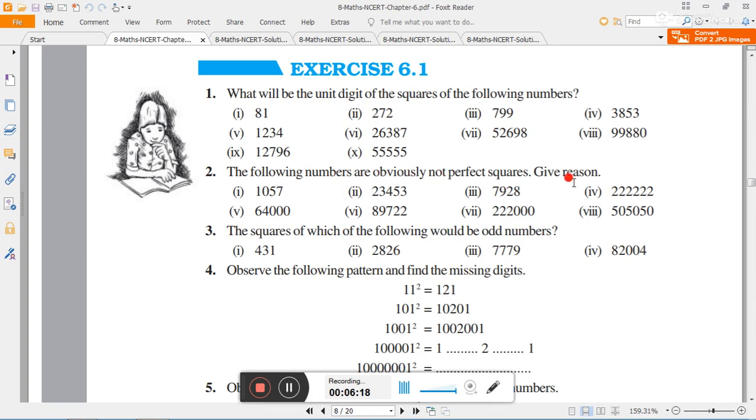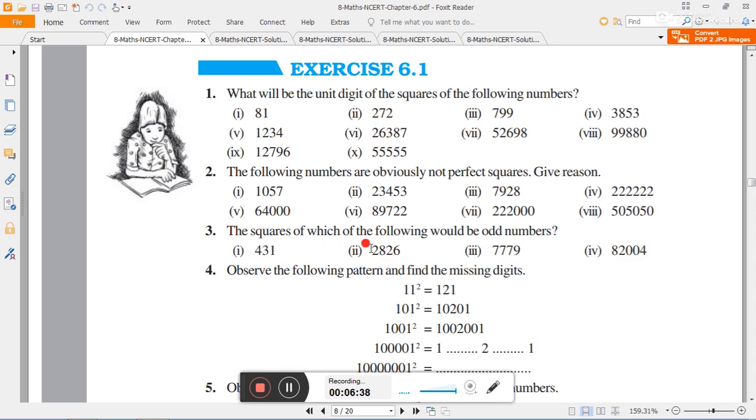Give reason. We know that numbers having unit digit 2, 3, 7 or 8 are not square numbers. By using that you can understand which are not perfect squares. Again here one number contains 3 zeros. We know that if a number is a perfect square, it contains an even number of zeros.